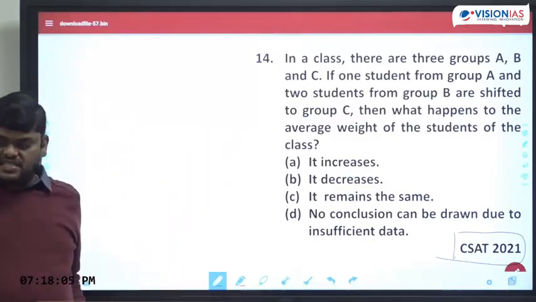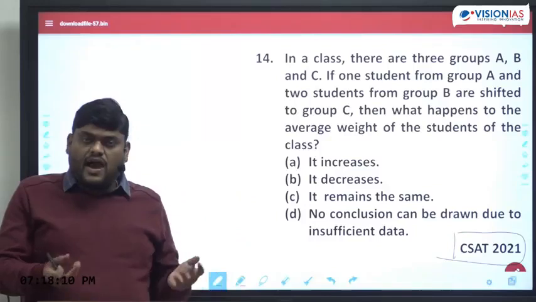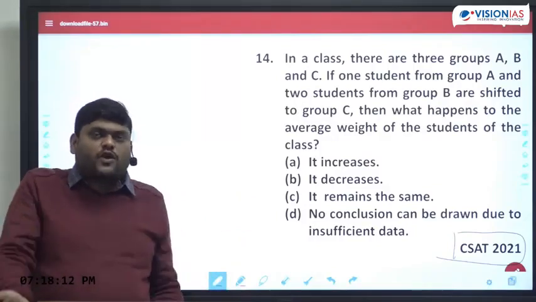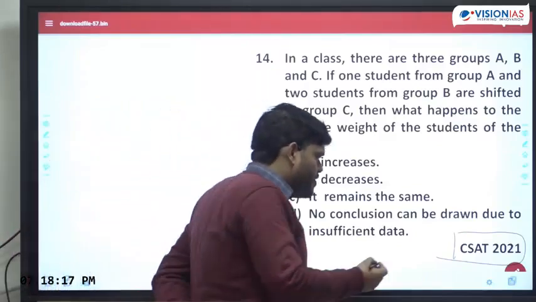Three groups A, B, C are there. So when we are finding out the sum, we will take A plus B plus C. And if anybody is going from A to B, nothing is going to change, because the sum remains the same. So I'm not going to explain. Now you can check.